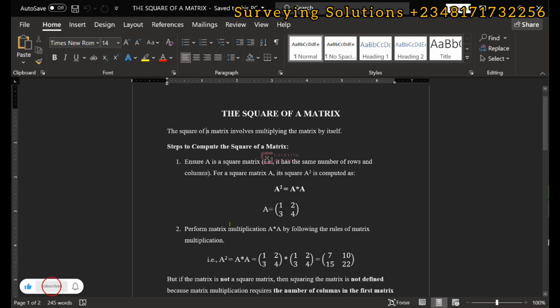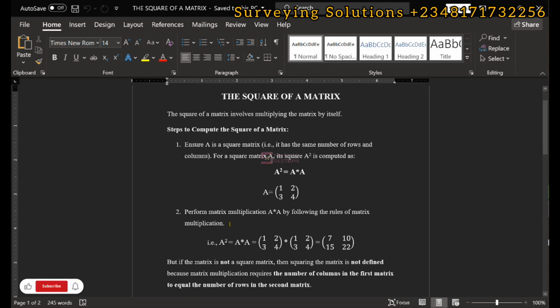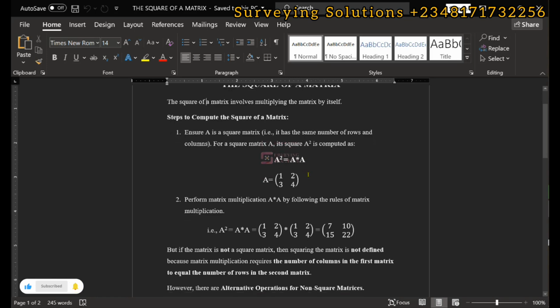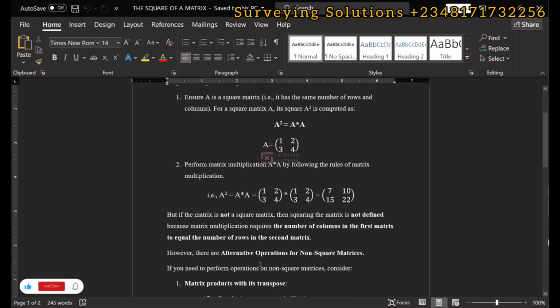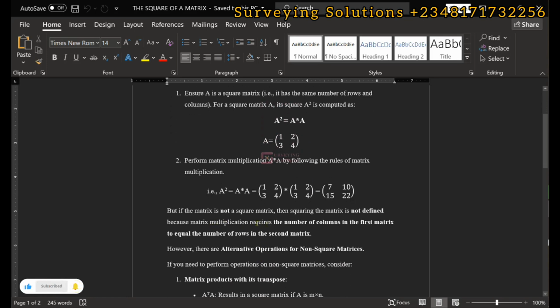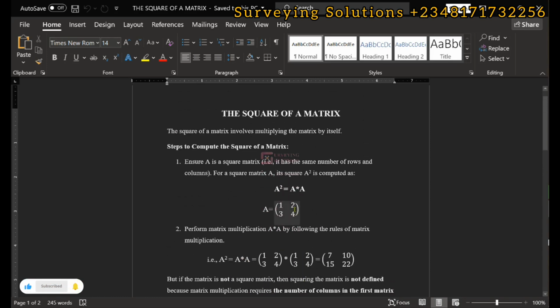Now another thing is that for two matrices to be multiplied, the column in the first matrix must be equal to the row in the second matrix, right? Good. So we have something like that here. Good. Now we say the multiplication requires the number of columns in the first matrix to equal the number of rows in the second matrix. Now when you have a square matrix, it simply means that the column in the first is actually equal to what? The row in the second, right?